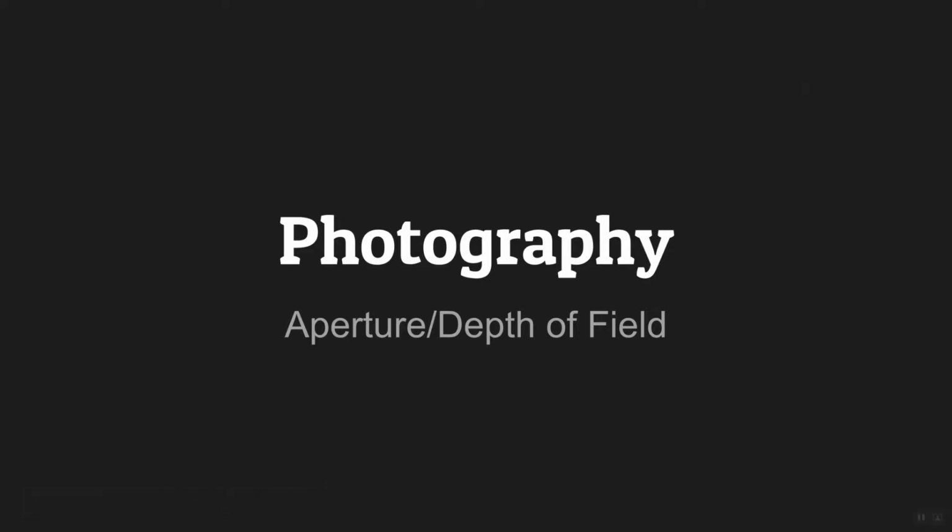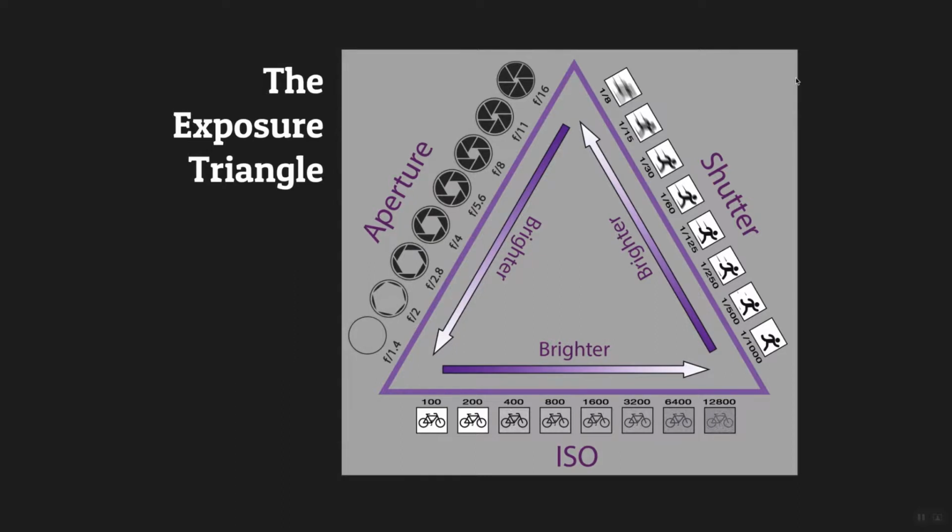Hi, in this video we will be talking about our next camera setting, which is aperture. Aperture is what controls the depth of field in our photos. Here is the exposure triangle that we all know and love, right?